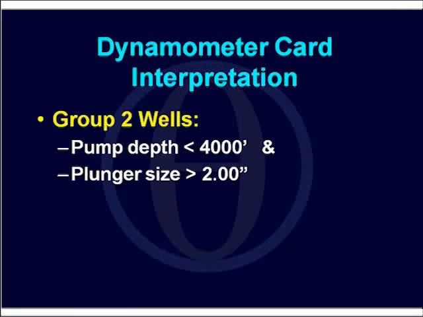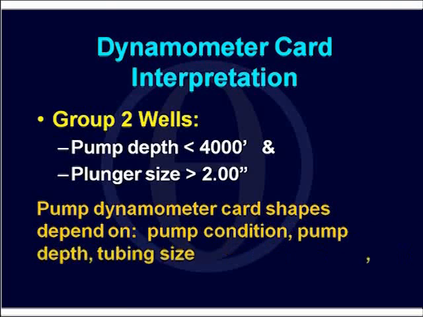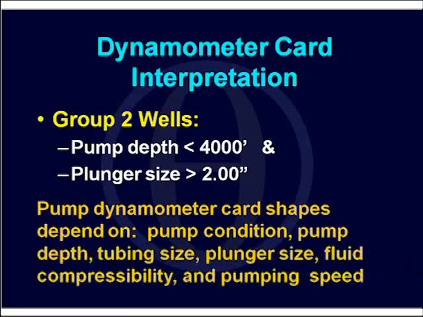Now, Group 2 wells are different. They are less than 4,000 foot in depth, and they have plungers that are greater than 2 inches, like 2 1/4 or above. But of course, there is another factor involved, and that's the compressibility of the fluid. And the more incompressible the fluid is, the worse these fluid inertia effects are. So what that means is that Group 2 wells are much more difficult to diagnose because the pump dynamometer card shape is dynamic. It depends on pump condition, pump depth, tubing size, plunger size, fluid compressibility, and pumping speed.